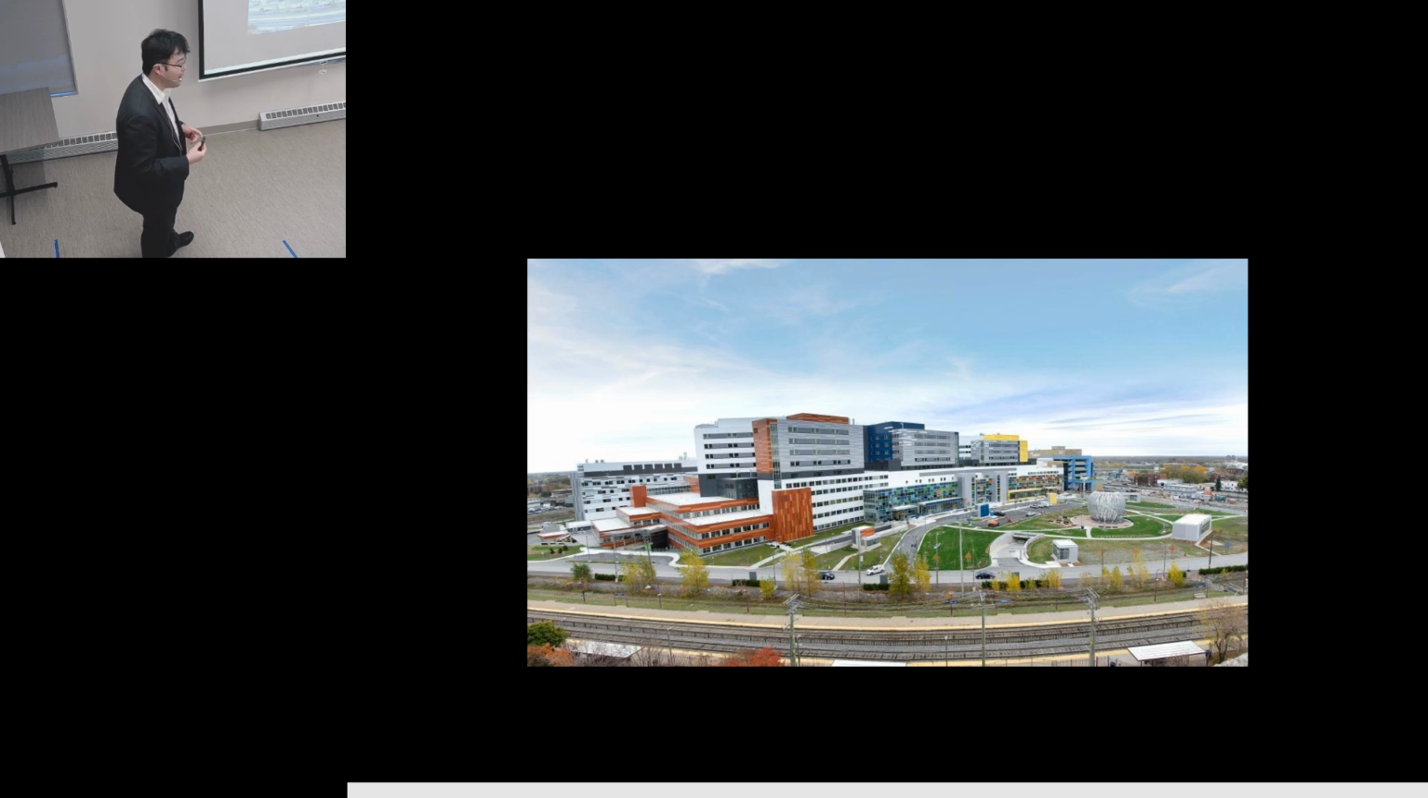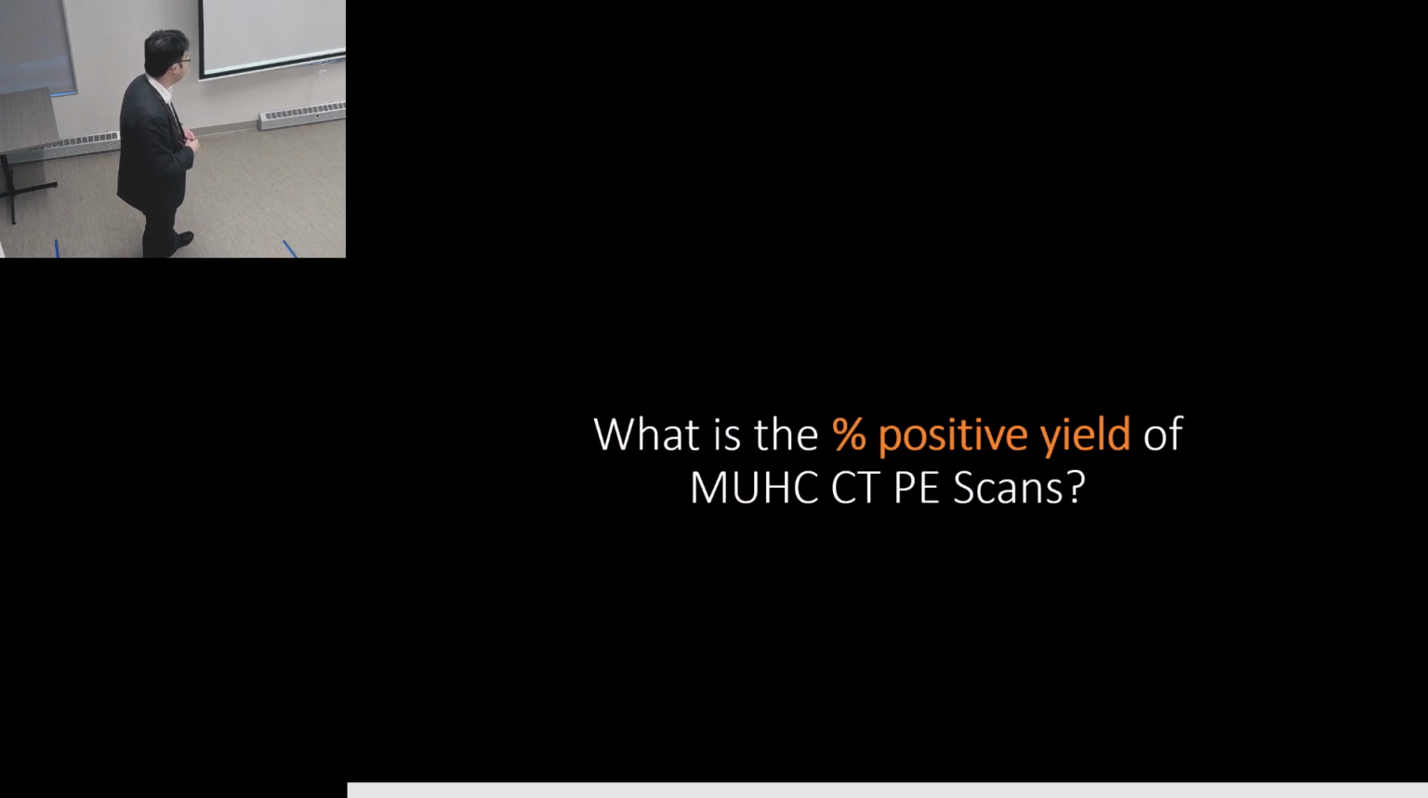We wanted to answer some very basic questions. I just wanted a number. You saw the numbers earlier from the New Zealand paper, about 18% or 39% many years ago. What is the positive yield percentage at MUHC? We had a guess, we had some ideas. It's very funny if you talk to a bunch of radiologists and survey what the chest people think, what the abdomen people think, and so forth.